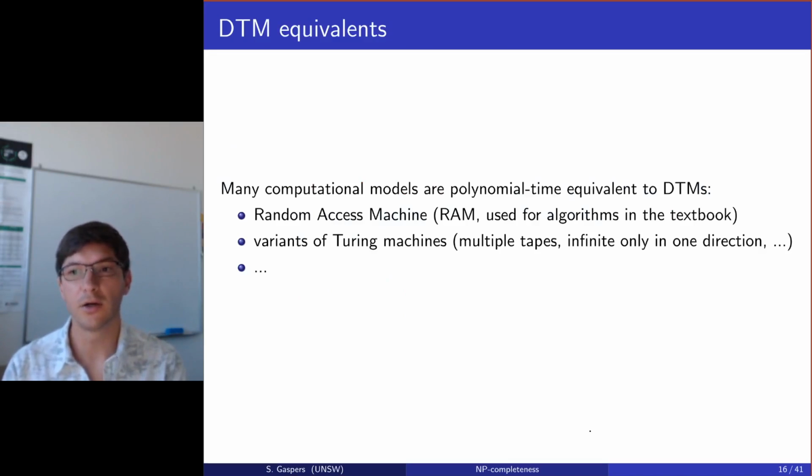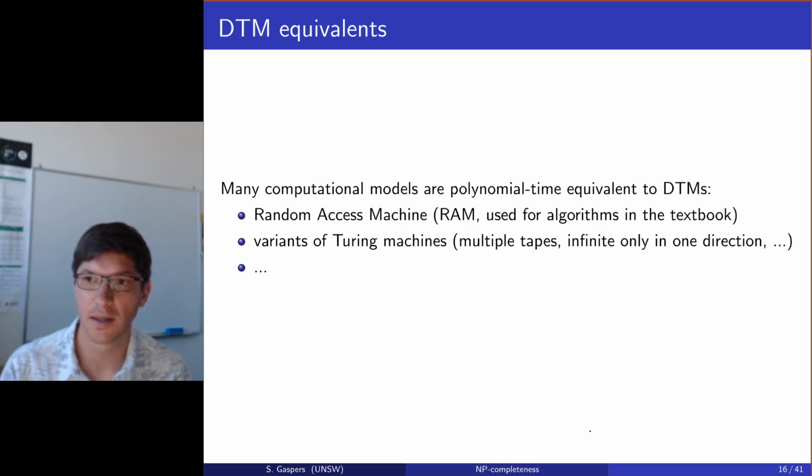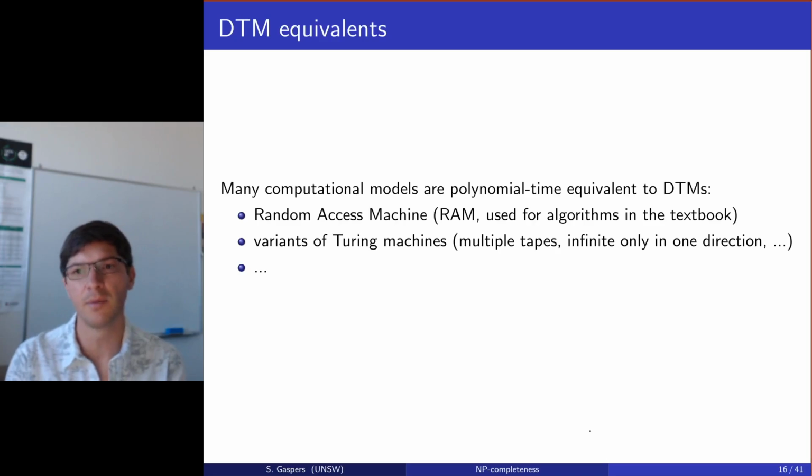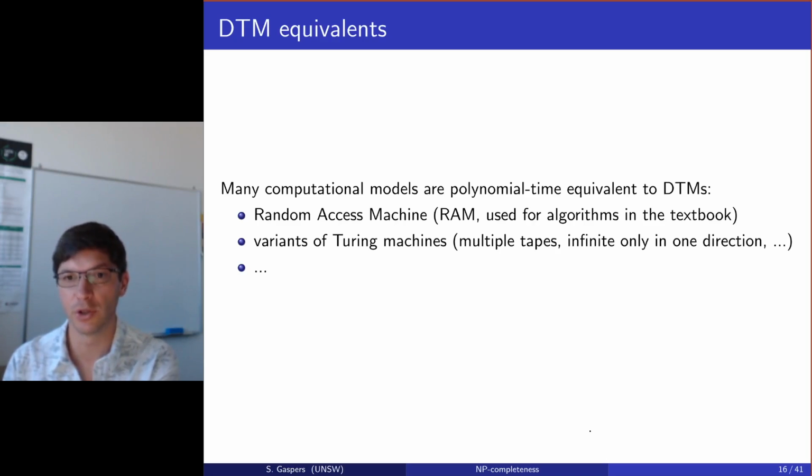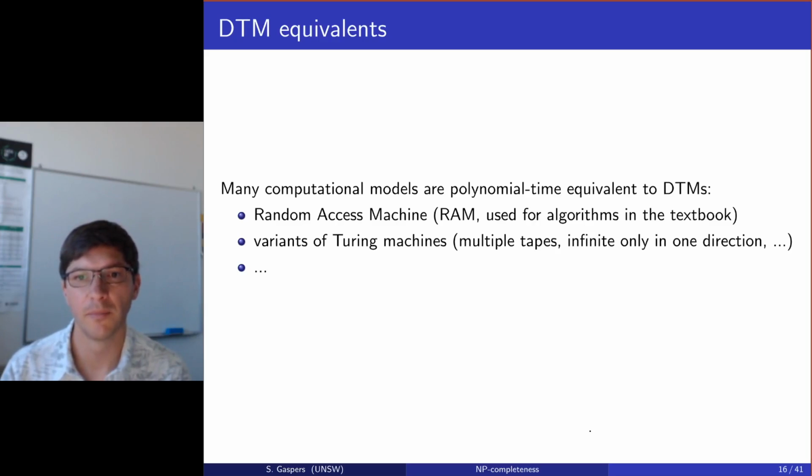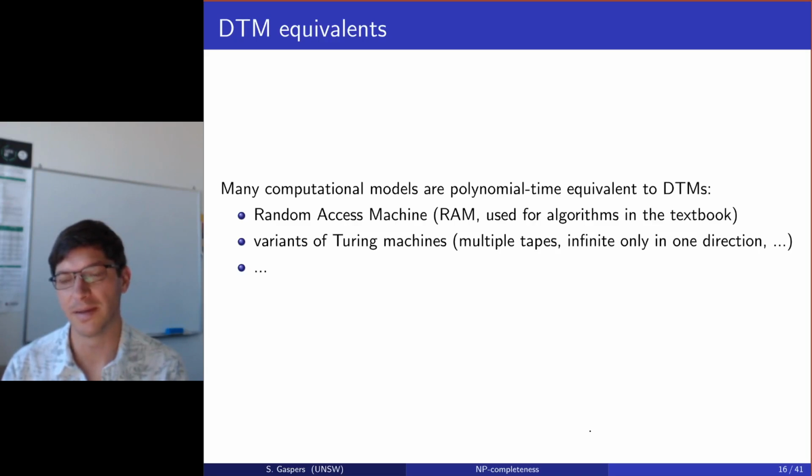Okay, now there are a lot of models of computation that are equivalent to deterministic Turing machines if we talk about polynomial time computation. So it means that what one of these models of computation can compute in polynomial time can also be done by the other one in polynomial time. So one of them is the random access machine that's used for algorithms in many textbooks. And others are variants of Turing machines, like Turing machines with multiple tapes, Turing machines where the tape is infinite only in one direction, but not the other one. So those are all equivalent.